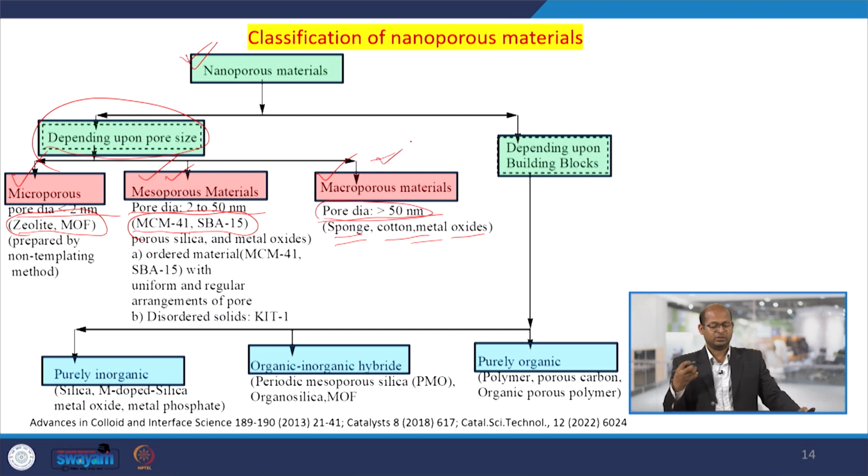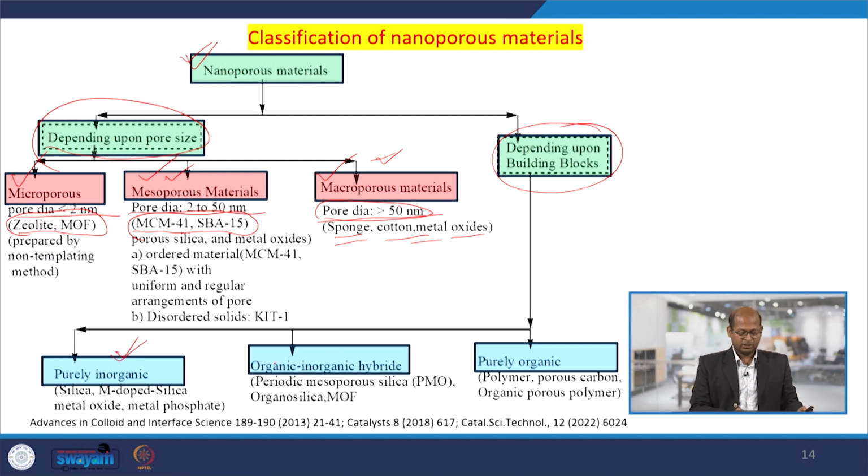So, depending on the pore size we can classify them, and depending upon the building blocks, when we are preparing the material, sometimes we use inorganic materials, some organic materials, or mixed organic-inorganic materials. Depending upon that also we can classify the materials.